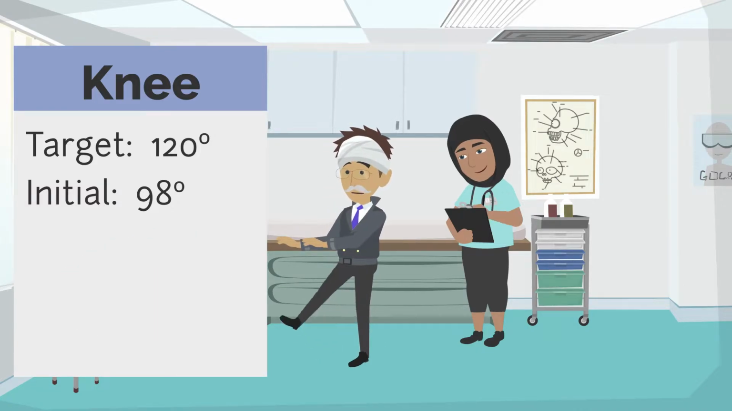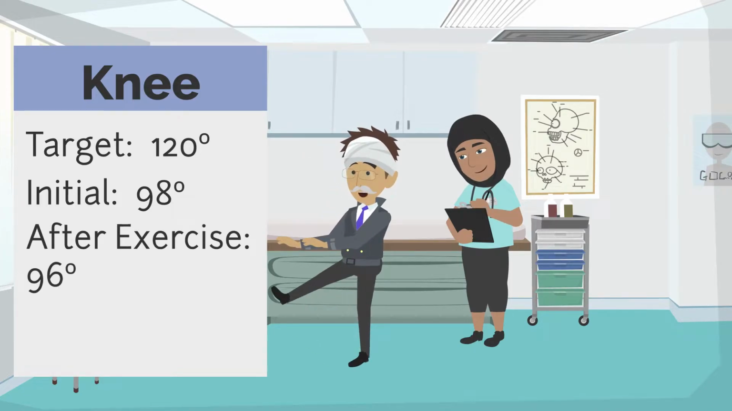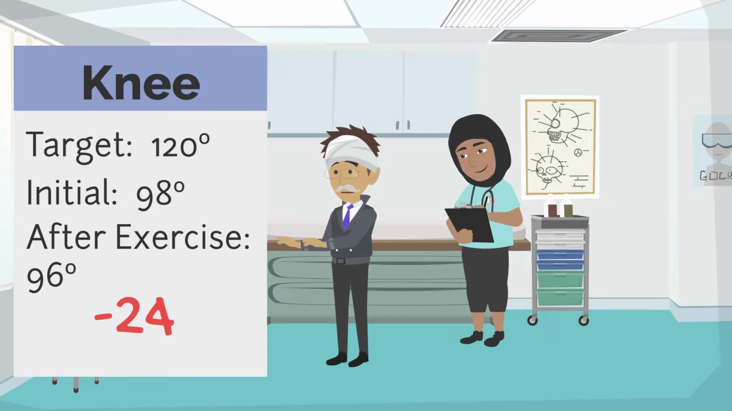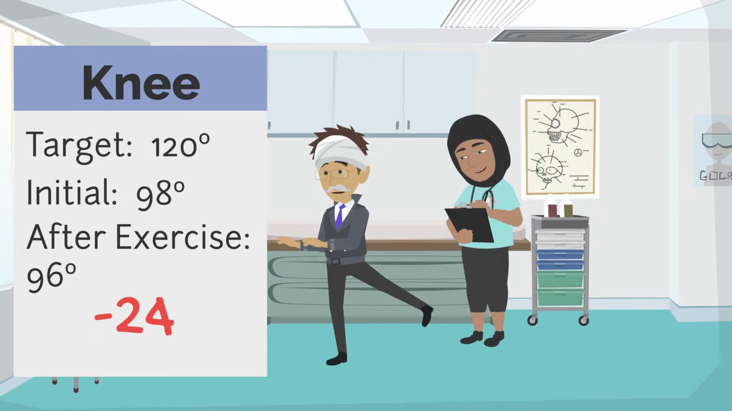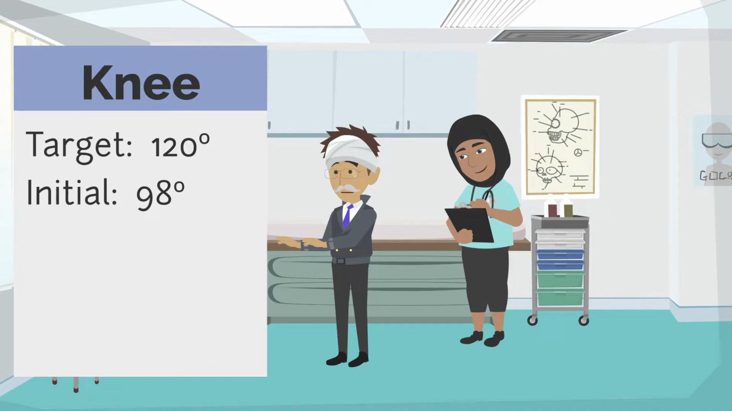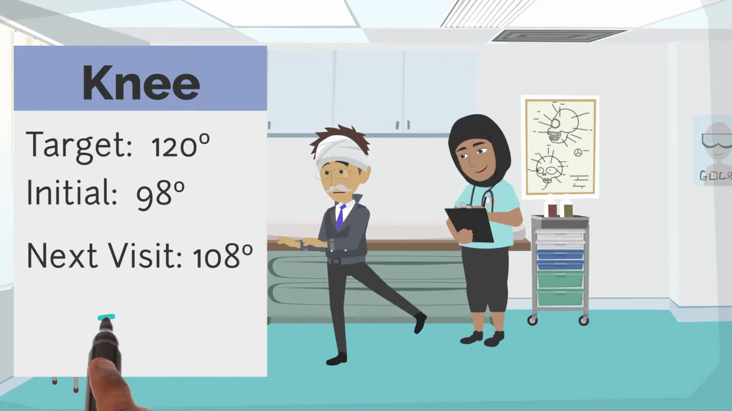After 20 minutes of strengthening exercises, my knee extends to 96 degrees, or negative 24. Dr. Azad said this was normal because my knee is tired after working and cannot bend as much. The next appointment is 2 days later. Dr. Azad said my knee extends 108 degrees, or negative 12.